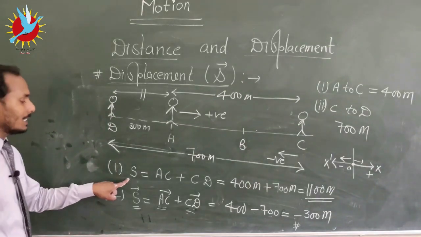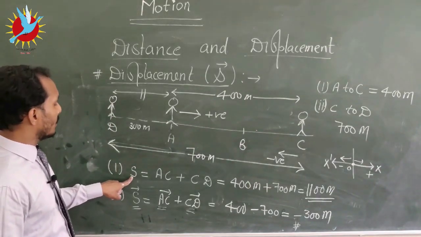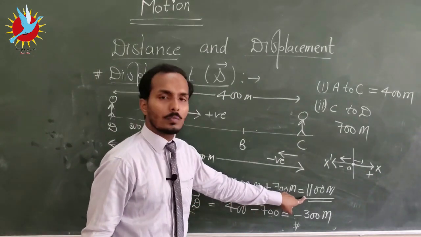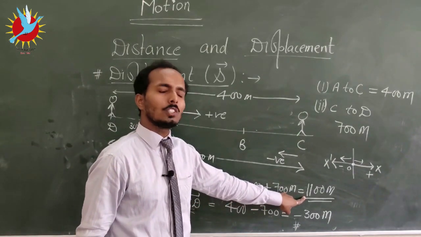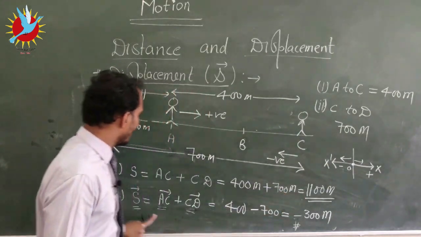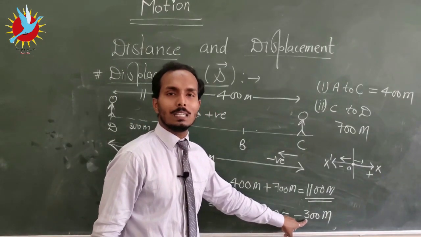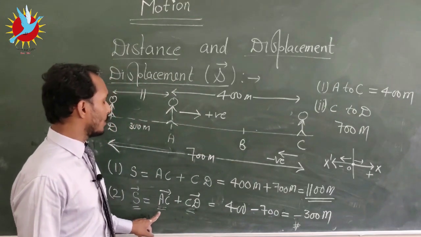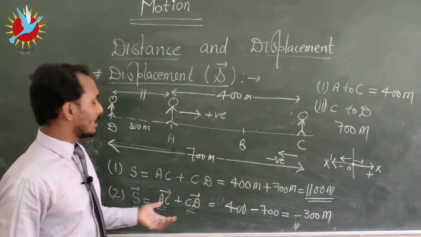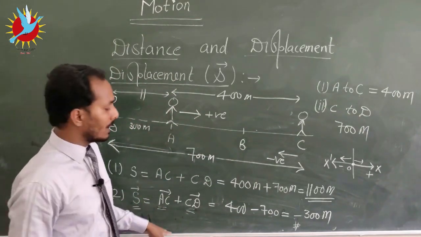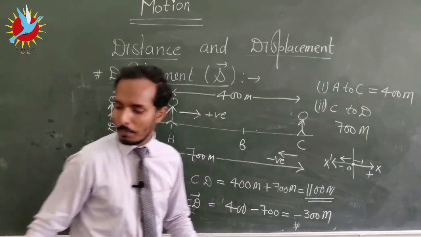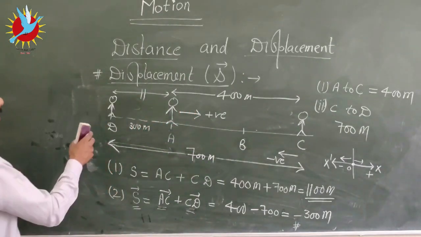In this case, listen here, distance is positive. So remember this point, distance is always positive, while displacement can be negative. In the previous case we found that displacement is positive, but in this case it is negative. So let's take one more example.